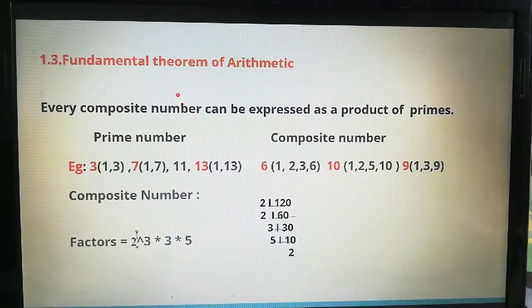Next one is the fundamental theorem of arithmetic. This theorem is about the product of numbers. That is, every composite number can be expressed as a product of primes. First we need to know what is a prime number and what is a composite number. You all know what a prime number is. A prime number has only two factors, one and the number itself. So for 3, 1 and 3; for 7, 1 and 7; there are no other factors apart from these two numbers.